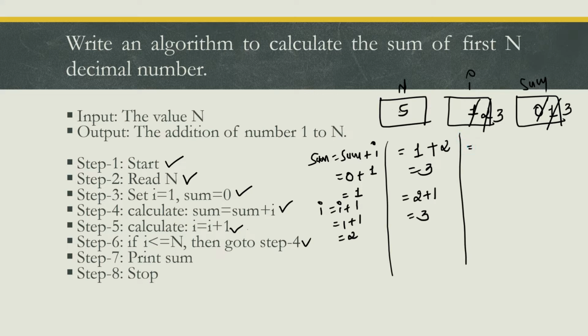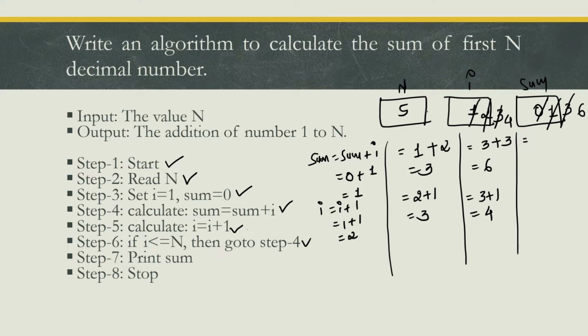What is the value of sum? 3. What is the value of I? 3. 3 plus 3, 6. The value of sum is 6 now. Again we have to increment. We have to update the value of I. 3 plus 1. What is the value of I? It is 4 right now. 4 is less than or equal to 5. It is also true. Then again we have to execute step number 4.